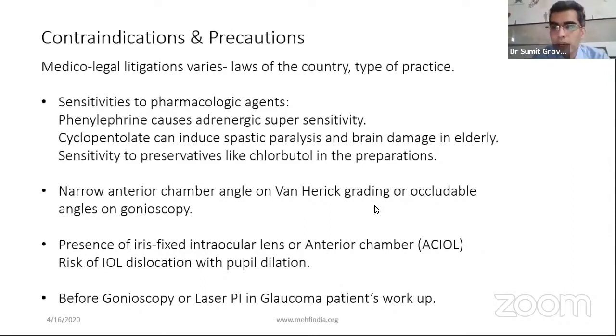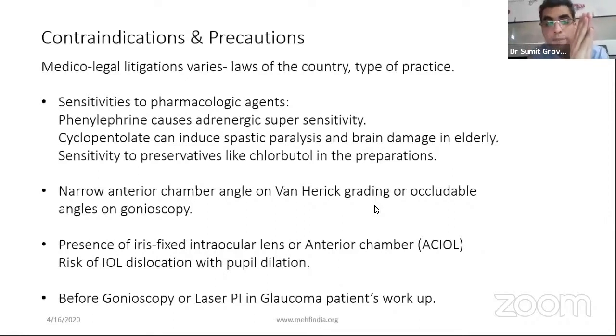Before gonioscopy or any procedure like laser PI in a glaucoma patient workup, I have my own personal experience that the optometry staff, or in fact the junior ophthalmologists, are so conditioned that if the patient has come, we have to dilate before showing to the senior. They just think at the spinal level. They don't think at the cortical level. We should think about what we are doing.